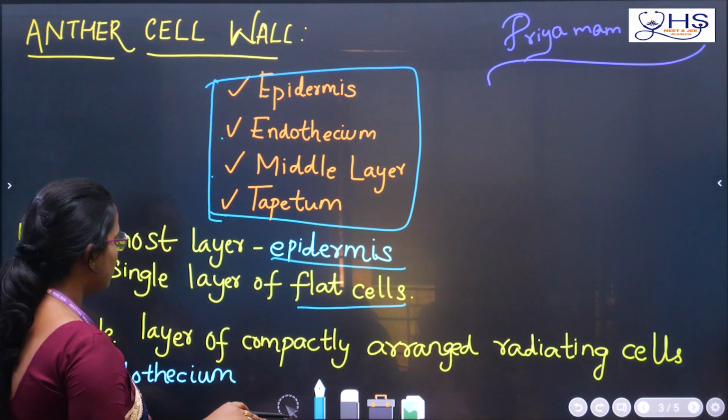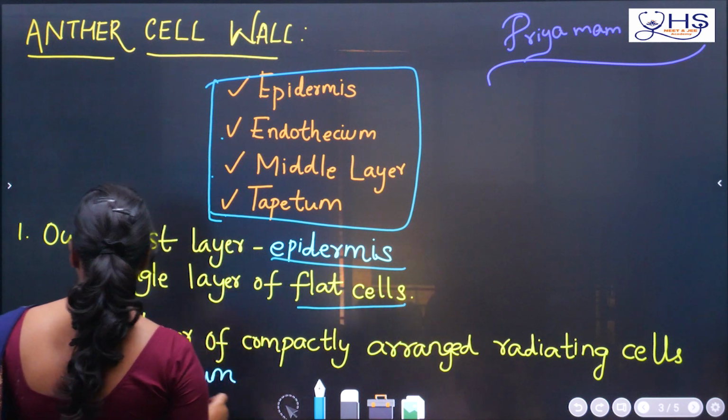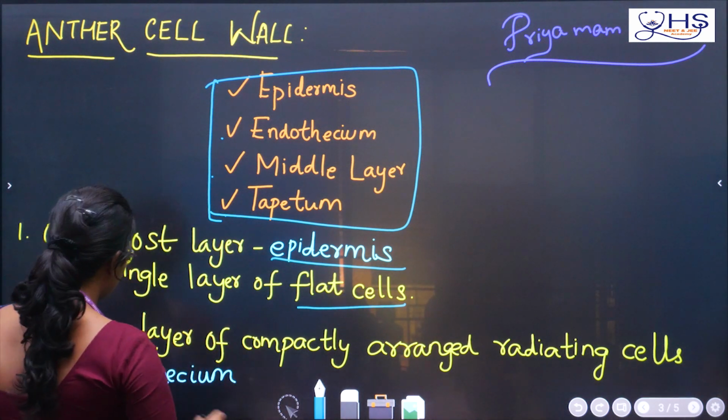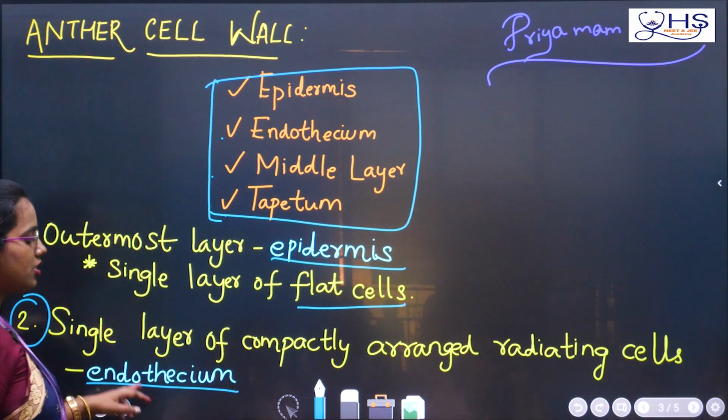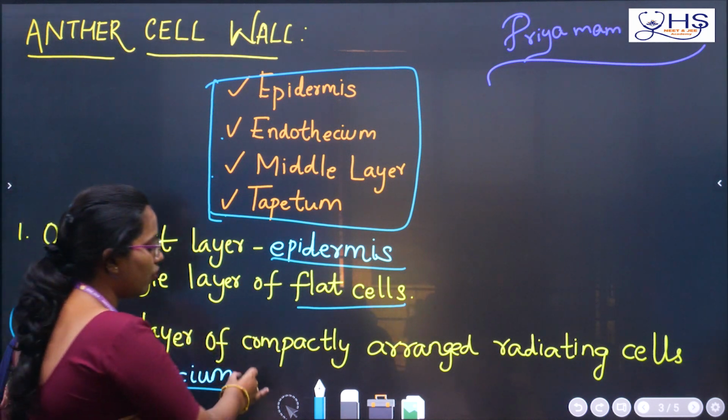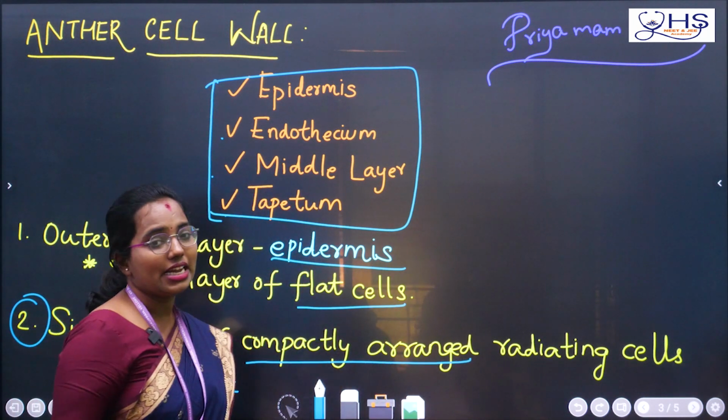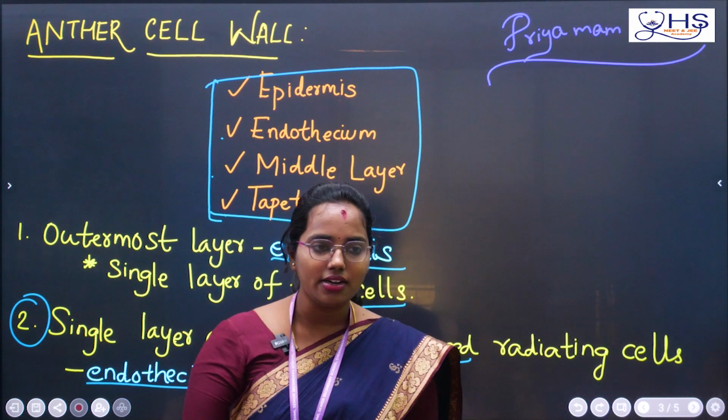And the second layer, a single layer of compactly arranged cells. What is the second layer? Endothelium, compactly arranged. What is the meaning of compactly arranged? Tightly packed.